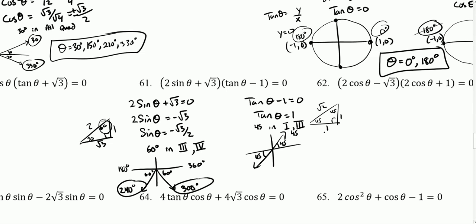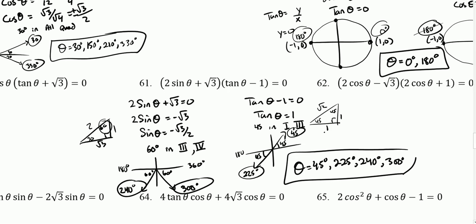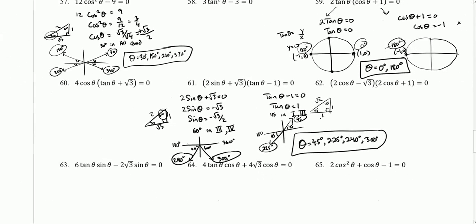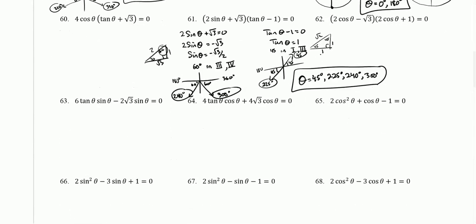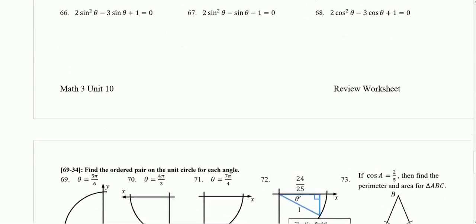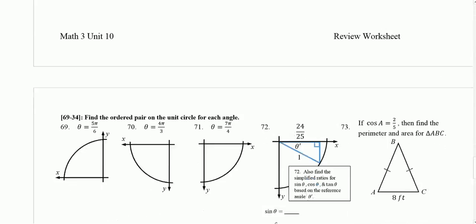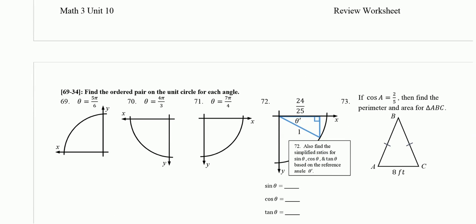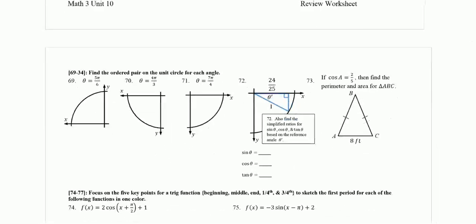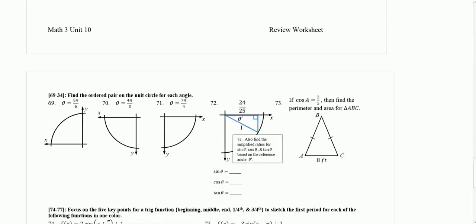So we're pointing at 45 degrees, and if that's 180, we add 45 and get 225. So put all 4 of those together, we got 45, 225, 240, 300. And I am going to skip now down to 69 to 73, it should say.